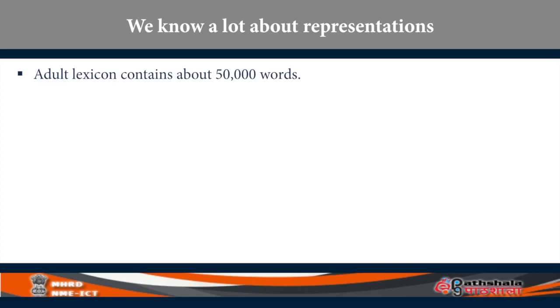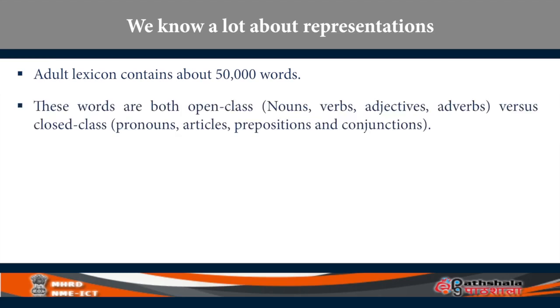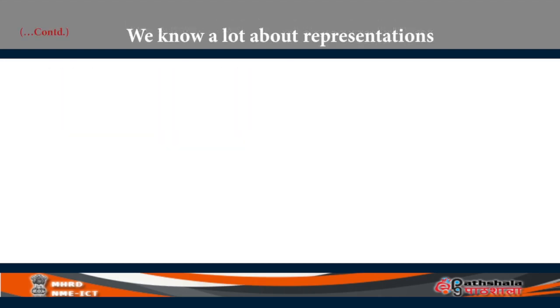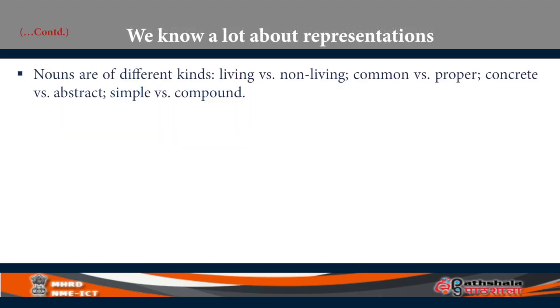We know that most adults have a lexicon of at least 50,000 words. Whatever language you are speaking, each mental lexicon will have at least 50,000 words. These words can be classified into open class, which are nouns, verbs, adjectives, adverbs, versus closed class, which are pronouns, articles, prepositions, conjunctions. Nouns have strong visual associations because a noun usually depicts an object. An object has a size, shape and color. Verbs have strong association with actions. We also know that nouns are of different kinds.